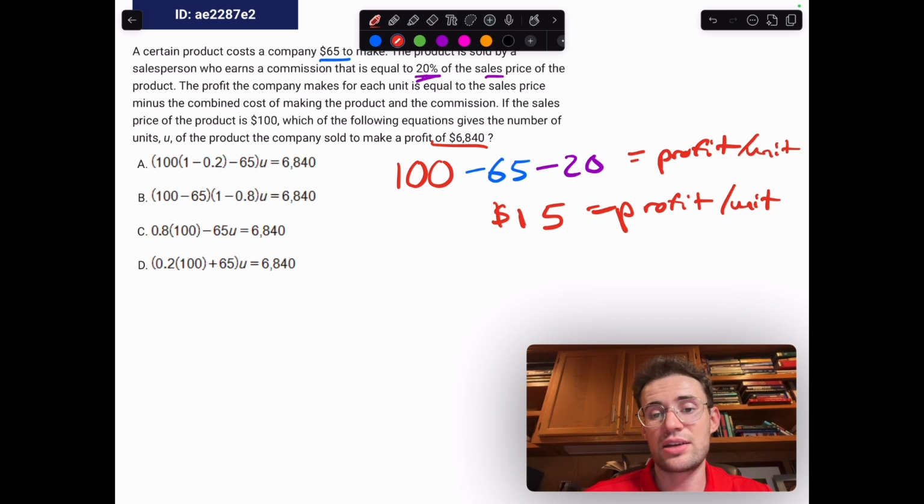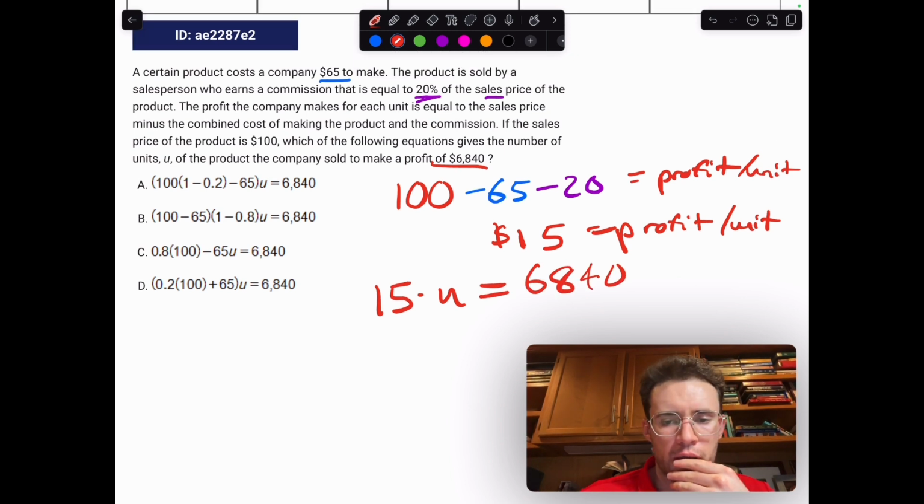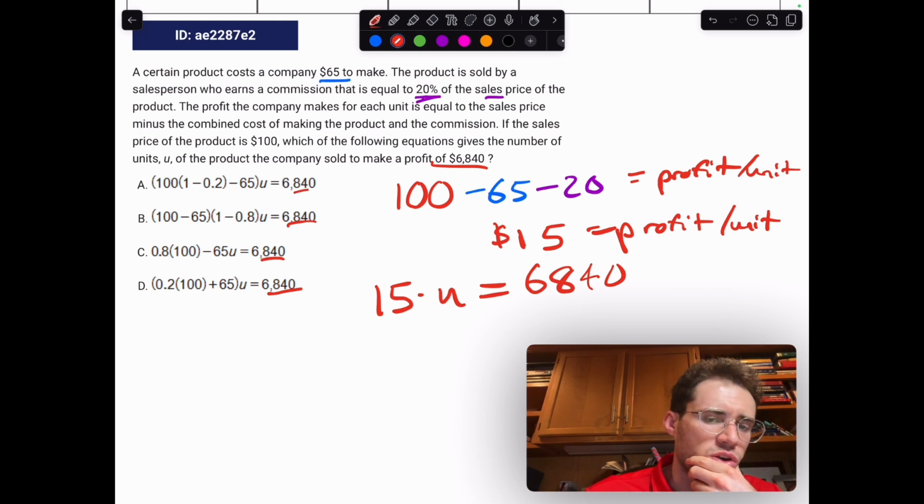They want to make $6,840 profit. So that's 15 times the number of units is equal to 6,840. Which of the following equations? Okay, so I jumped ahead of myself here. I guess you could just simplify all of these and find which one is equivalent to this. They all have the 6840 over here, so you just have to figure out which of these sides is equal to 15u when you simplify it. You can do it that way, or you just look at what they're doing with them.